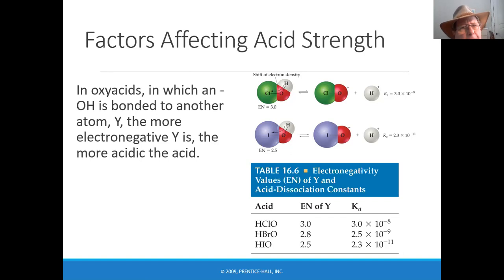And it can be explained. When I have chlorine, a very electronegative element, it's pulling a little bit of the negative charge that's on the oxygen to kind of stabilize the molecule. Iodine can't do as good a job at stabilizing because it's not as electronegative.